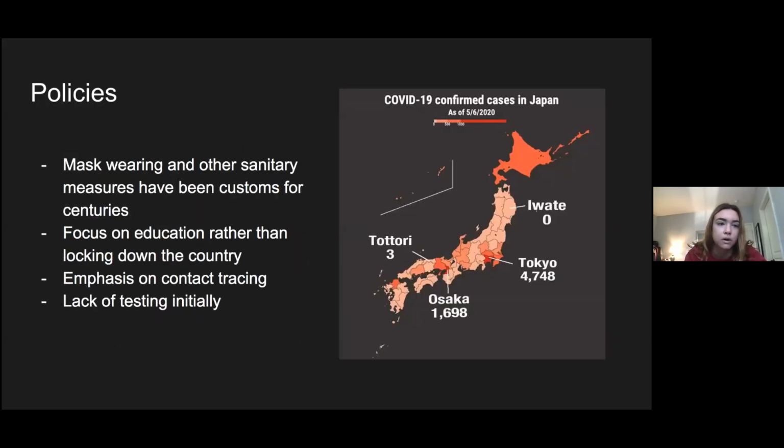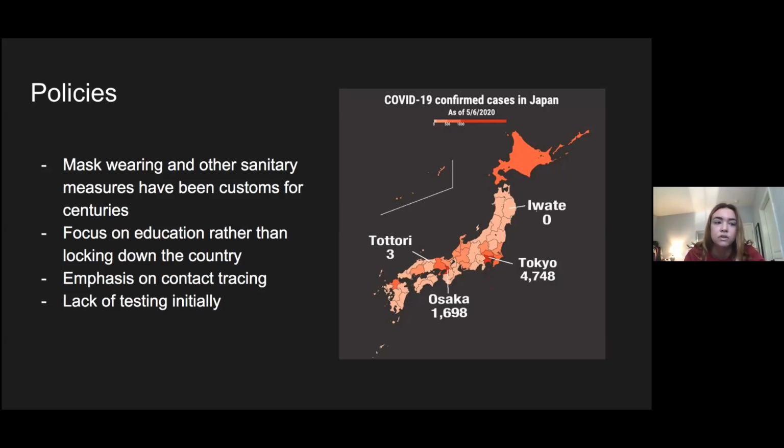So in terms of Japan's policies, wearing masks and other sanitary measures such as bowing in the form of greeting rather than shaking hands has been custom in Japan for quite a while. So when the COVID pandemic hit, they were prepared and there was no backlash against wearing masks. And the Japanese government also sent masks to every citizen in the mail in April. Unlike other countries, Japan never imposed a mandated lockdown, but rather encouraged and asked people to avoid crowded indoor spaces, wear masks, and practice social distancing. So they were more focused on educating the public rather than enforcing a lockdown.